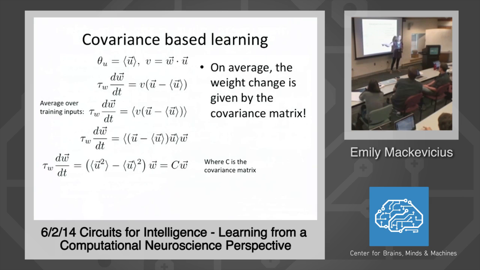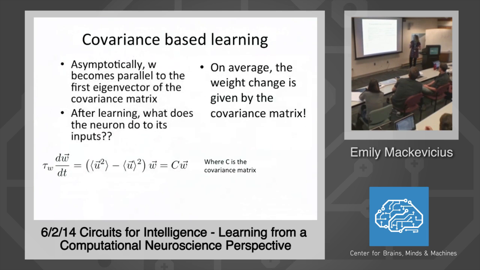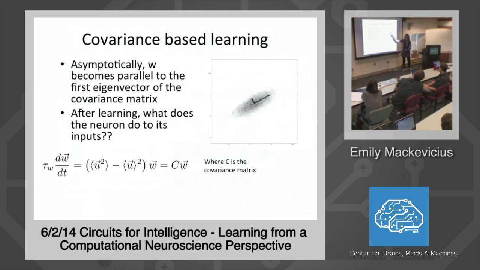Yeah, so what I get in this case, if you do it out, you substitute V by the weights times the inputs, and you get that the weights change as a function of your covariance matrix times the weights. So that's cool. On average, the weight change is given by the covariance matrix. So over time, if your weight keeps changing by being passed through this covariance matrix, what happens is W becomes parallel to the first eigenvector of this covariance matrix.